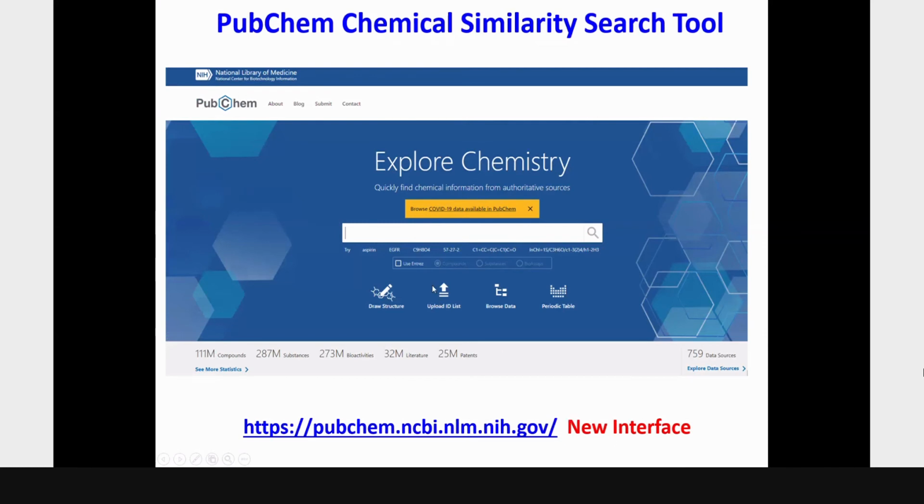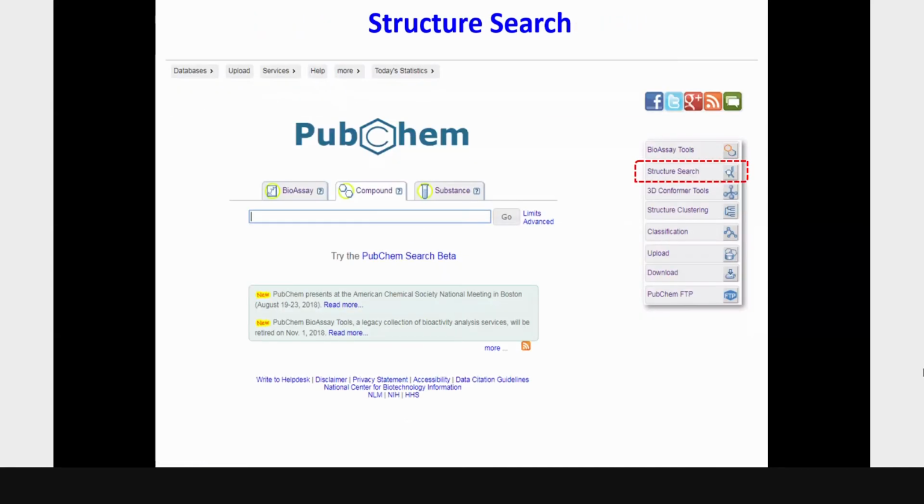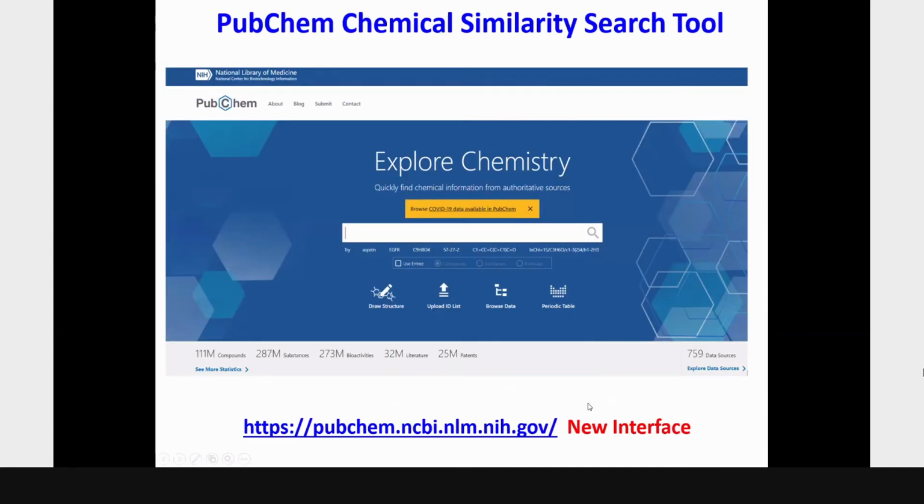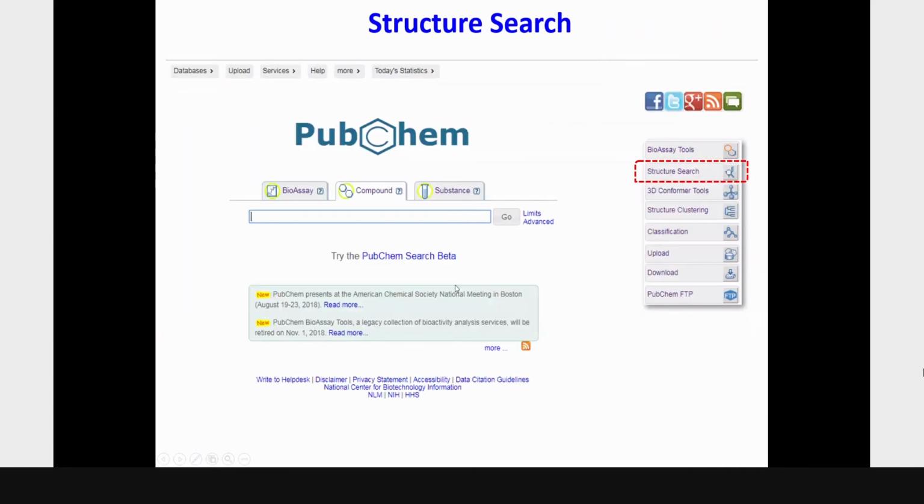This is the new interface of that. You can search for any component by name, by structural details, by the SMILES string, or sometimes even by the compound number. Simply by entering that 3-digit or 5-digit number, you can get all the details. I said this is the new interface; the interfaces change every time, and what I'm going to show is maybe from 2 years back.